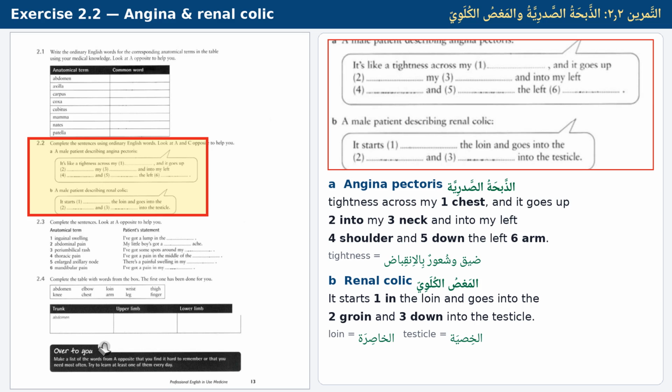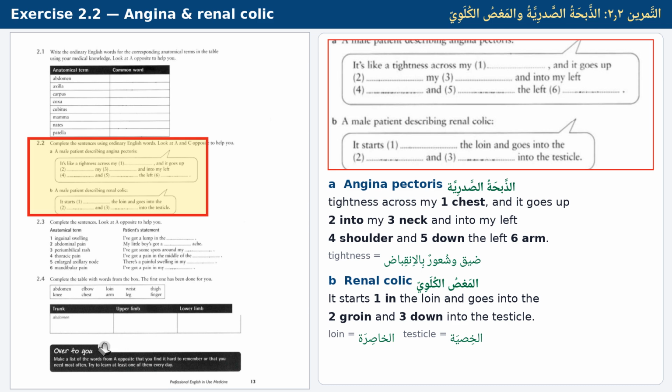Exercise 2.2. Complete the sentences using ordinary English words. Sentence A. A male patient describing angina pectoris, الذبحة الصدرية. Angina is a pain from the heart. The patient says, it's like a tightness across my 1. Chest. Tightness means شعور بالانقباض.